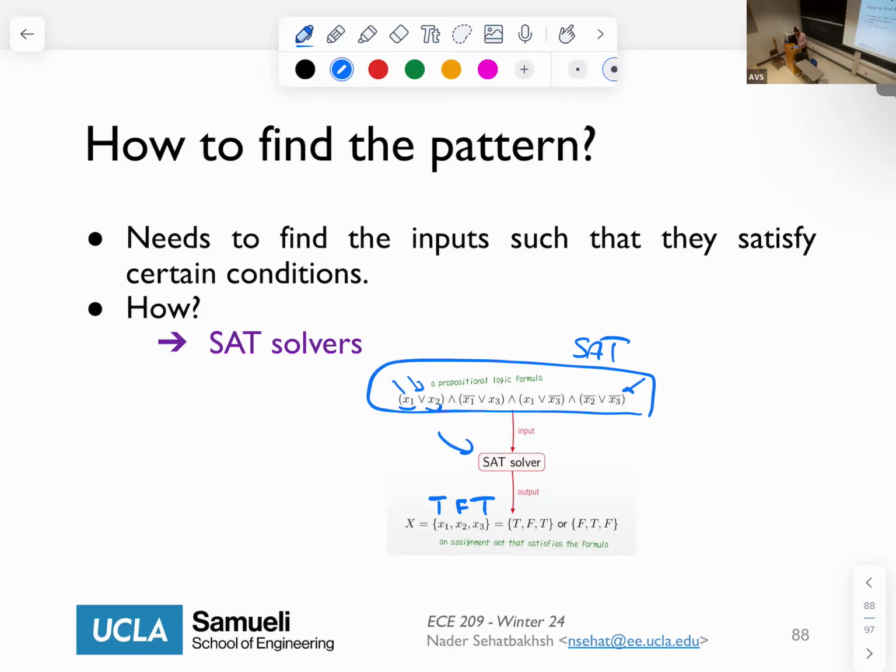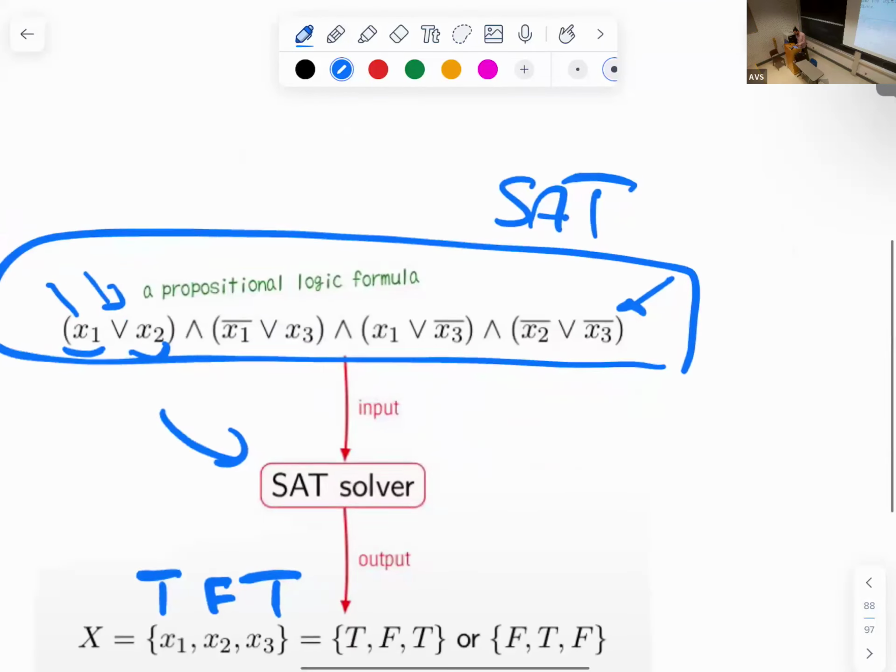So the overall idea is that there is no known efficient algorithm for this, because this is an NP-hard problem, right? So what you do is make some guesses, and then try to improve your guesses, okay? That's why you need a SAT solver. There are programs that can do this very quickly for you, all right?